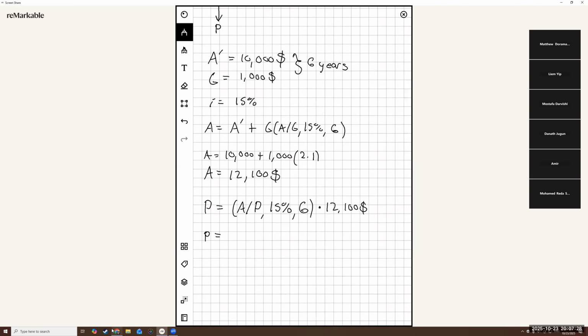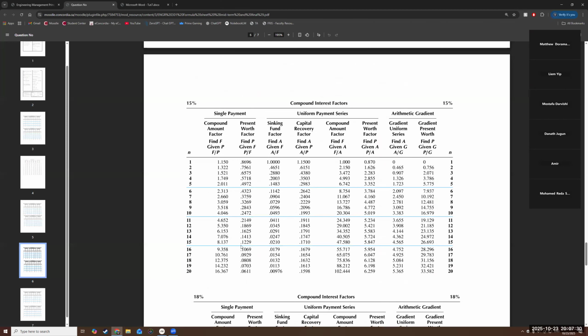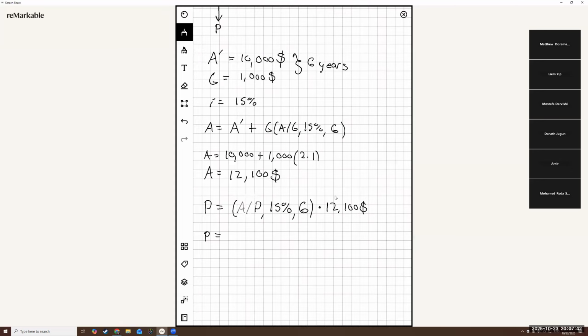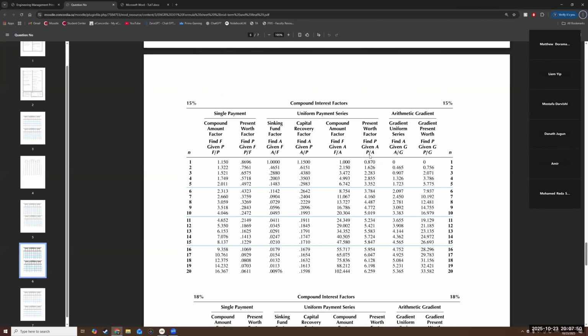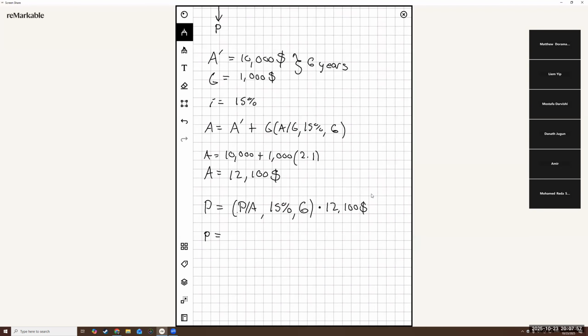Okay, let's use our table again. We're multiplying what? 15% interest rate, 6 installments. We want, I made a mistake here. We need P/A, right? We did the opposite. So P/A with 6, the factor is 3.784. So it's 3.784 times 12,100.